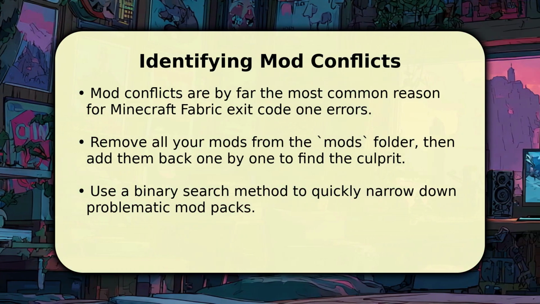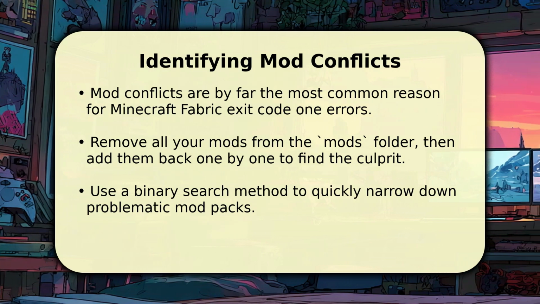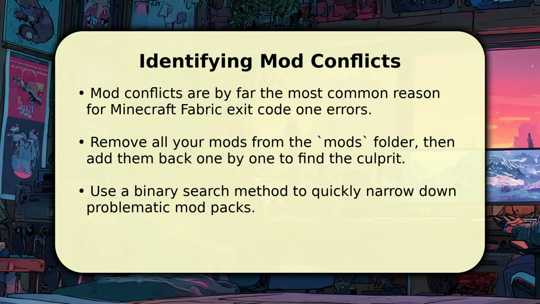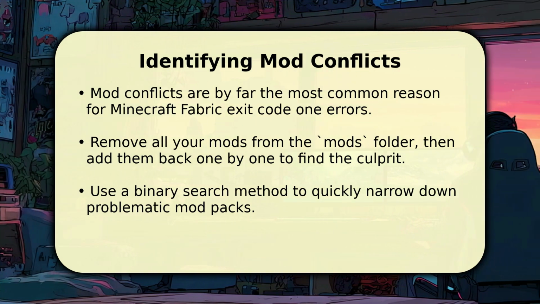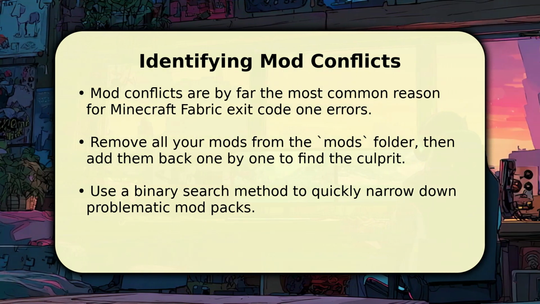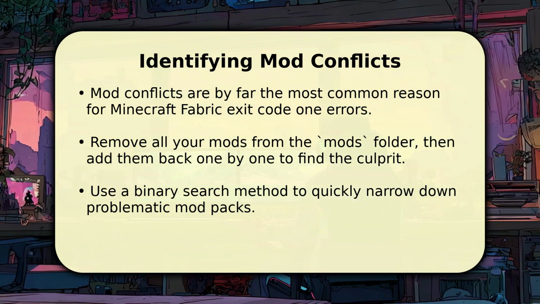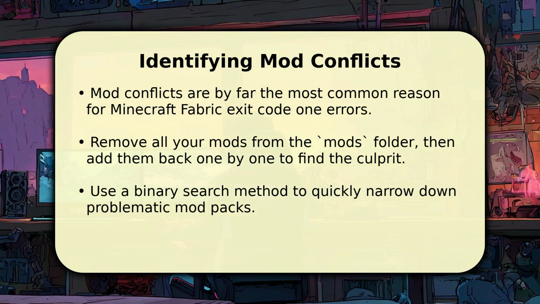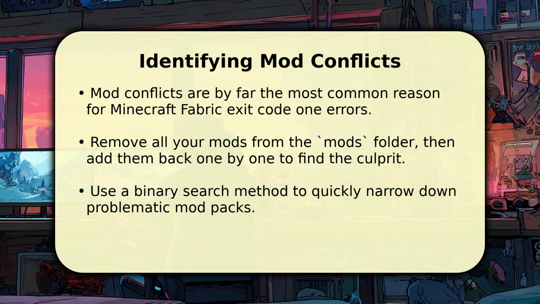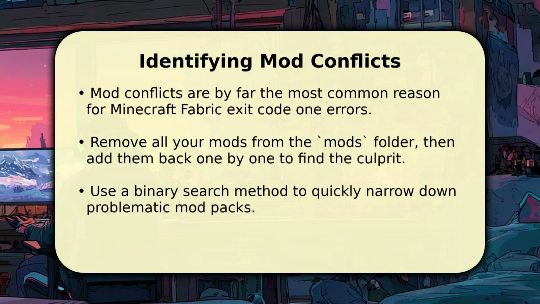If restarts didn't help, the next place to look is almost always your mods. Mod conflicts are the #1 cause of exit code 1 in Fabric installations. The best way to diagnose this is to remove all your mods from the mods folder, then add them back one by one. Or, if you have a lot, try removing half, testing, and then narrowing it down further. This systematic approach will help you pinpoint exactly which mod is causing the issue.